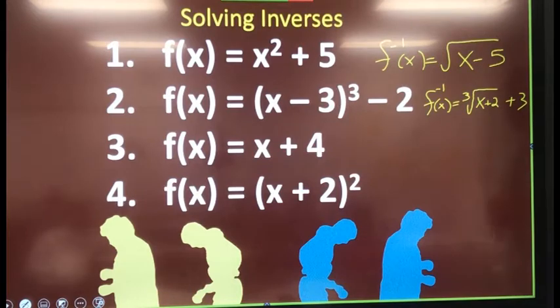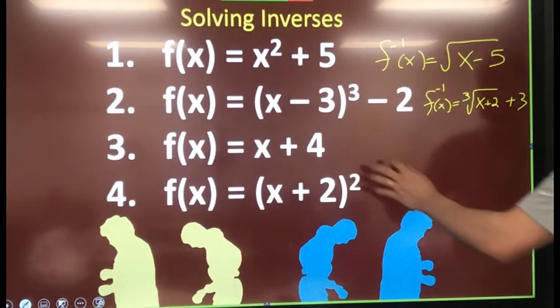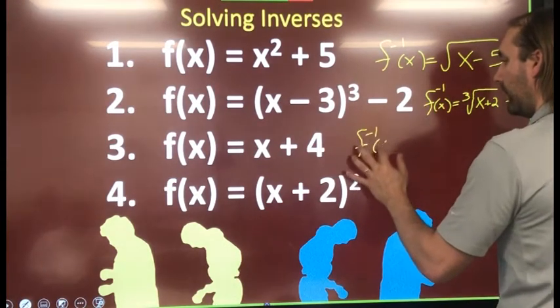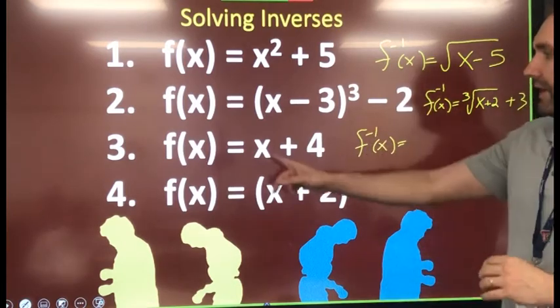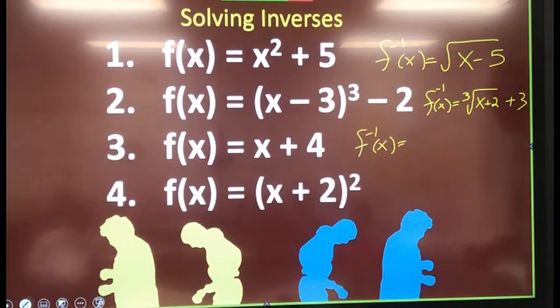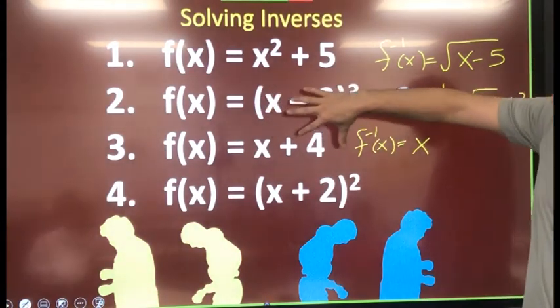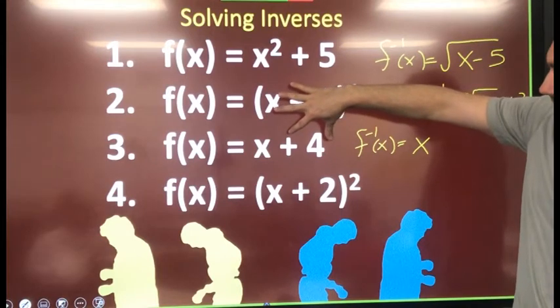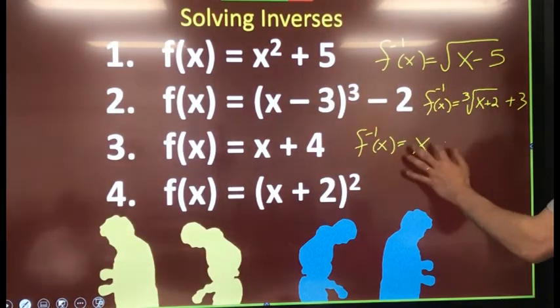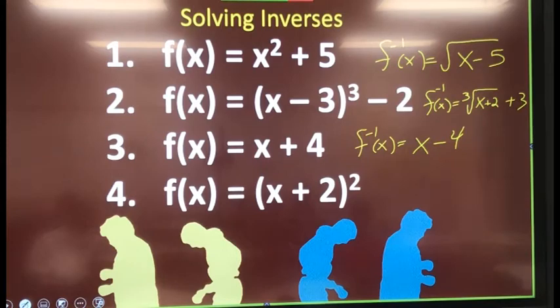Now, number 3. What is the inverse of a linear function? It's linear. Now, there isn't really anything inside or outside with linears because it's all relatively outside. So what's the opposite of plus 4? Minus 4, and there's your inverse.